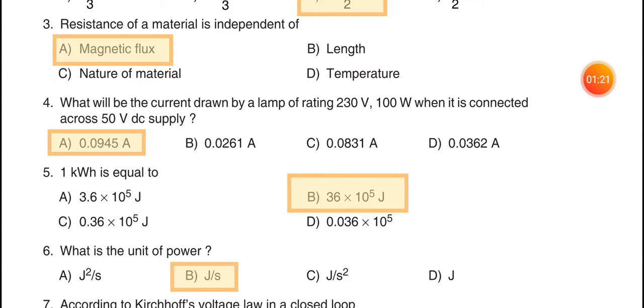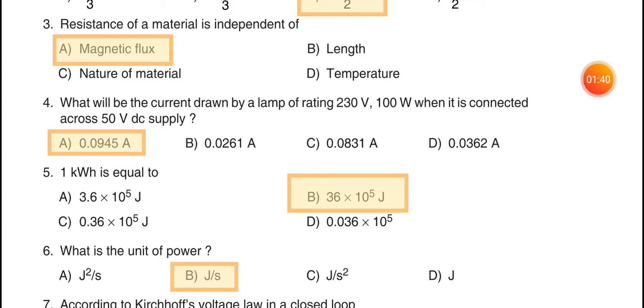Third question. Resistance of a material is independent of: magnetic flux, length, nature of material, temperature. Resistance of a material is independent of option A, magnetic flux.